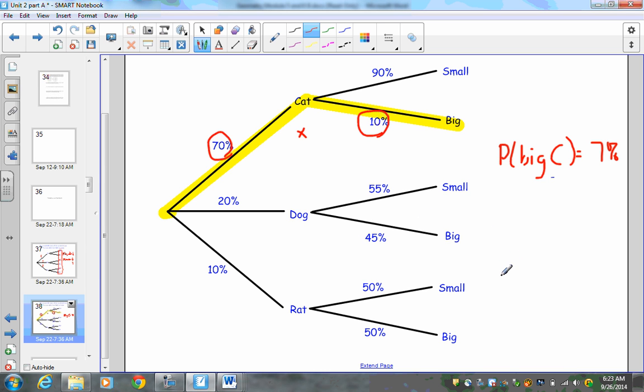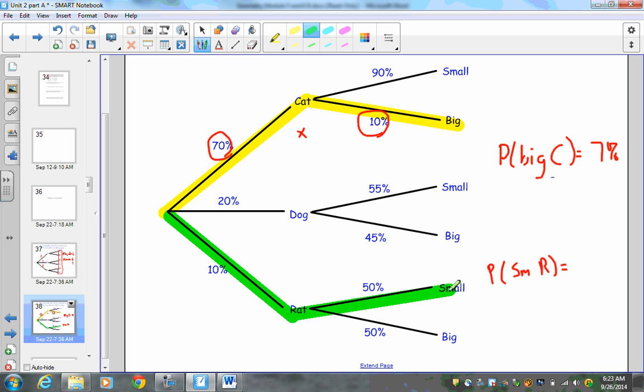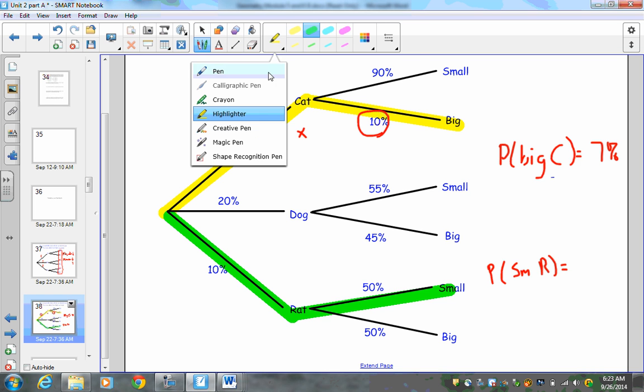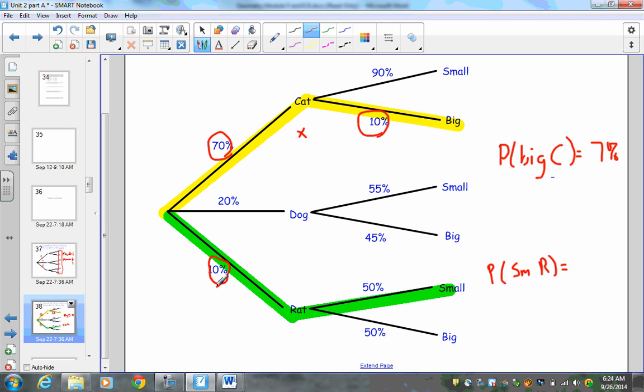Well, let's try another one. What is the probability that it's going to be a small rat? Small r. All right. Now, dealing with these percentages again, let me use green here. We're going to the rat and then we're going to small. And so that is 10% that we messed with dealing with the rat. Apparently, not a lot of people like rats. And then 50% for small. So when we multiply the two, I am saying we're getting 5%. And like I said, I'm not using a calculator. I'm just going off the top of my head. I could be wrong. I don't think I am, though. And that's how easy it is.